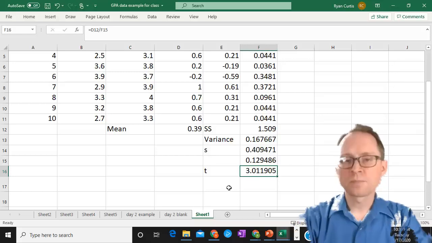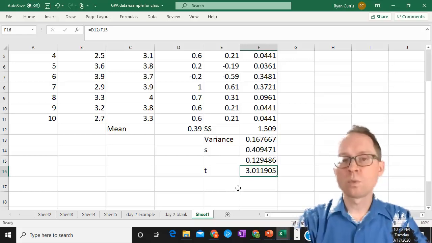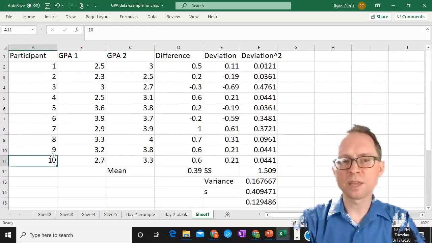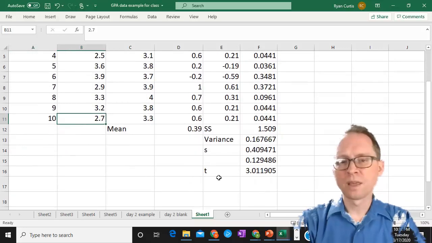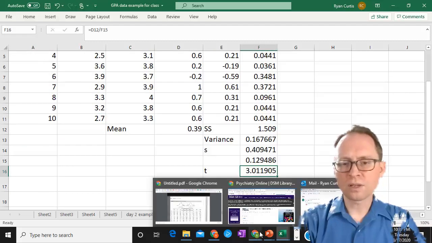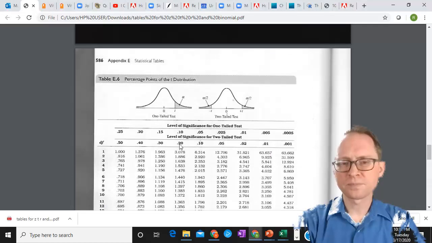Now for this, remember, we're looking for the degrees of freedom. Degrees of freedom is n minus 1. N here is 10. We had 10 participants. N minus 1 is 9. That means we have 9 degrees of freedom. And our t statistic is 3.01. So let's go ahead and look at the data.